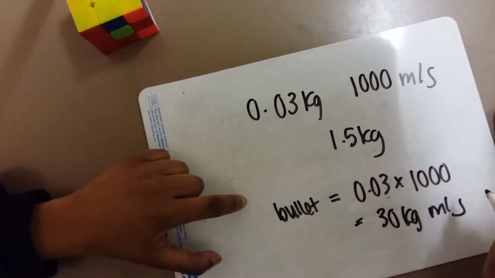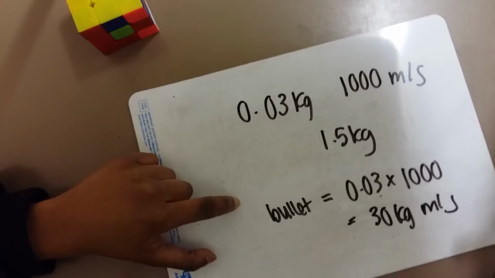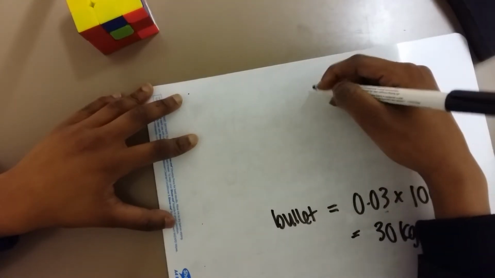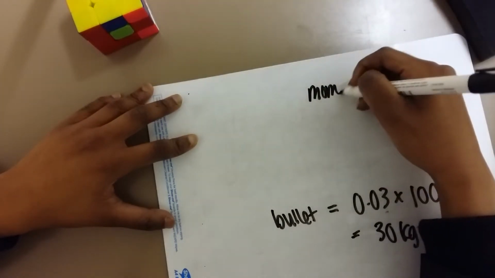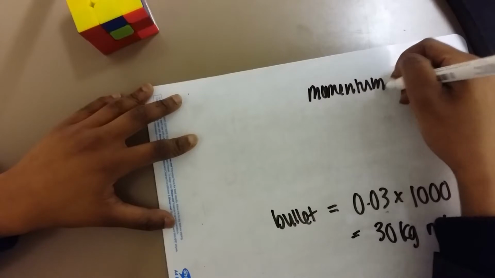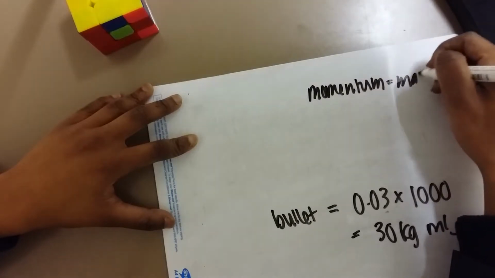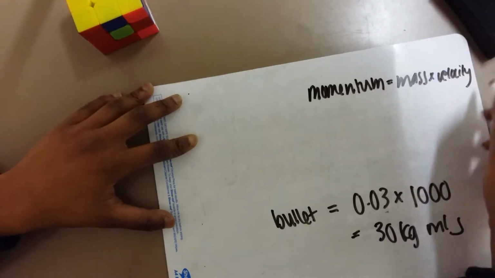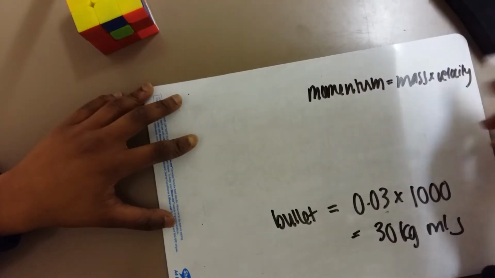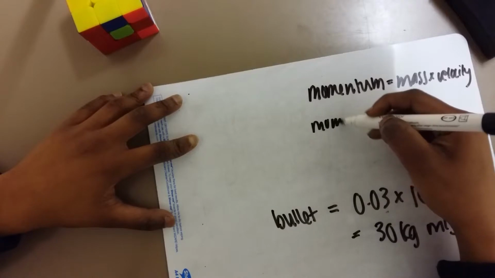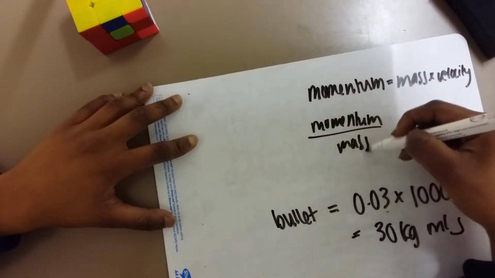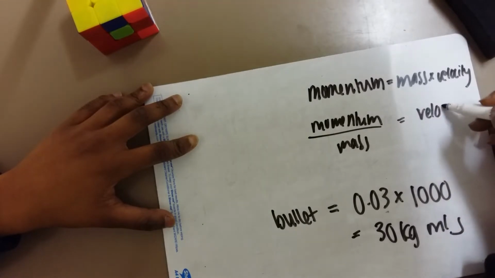That's for the bullet. So if we rearrange the equation, momentum equals mass times velocity. Rearrange this to get velocity alone on one side. We get momentum over mass equals velocity.